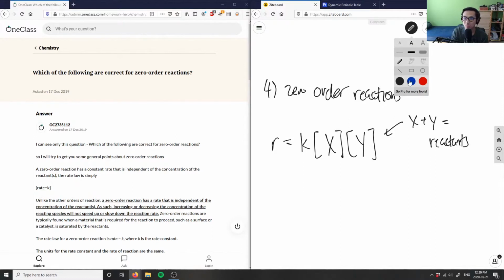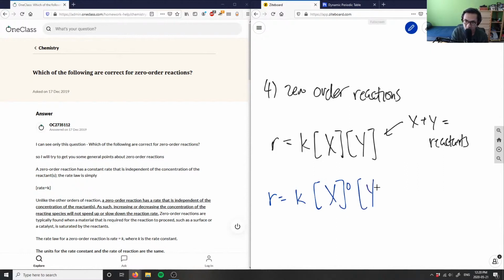And in a zero order reaction, our R is simply equal to k because it is independent of the concentrations. The exponents here are simply 0. If you take anything to the power of 0, it's simply 1, right? So you get k times 1 times 1, which is simply equal to k. So it's independent of the concentration. It does not rely on the concentrations of my reactants for the rate to progress. So rate simply equals k, and this solution is correct.